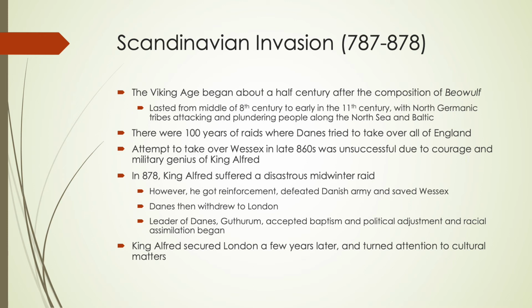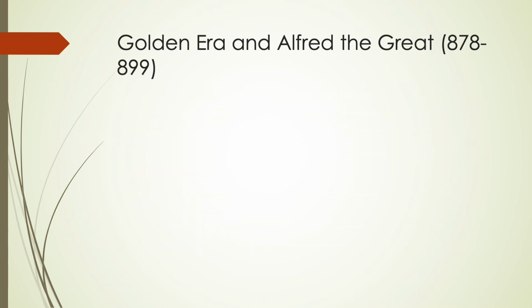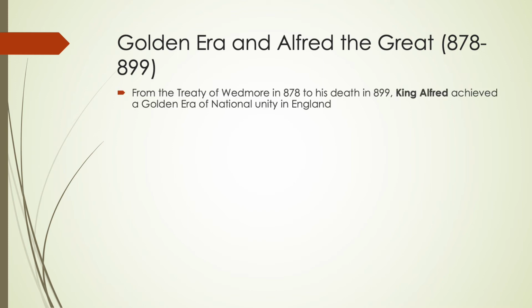So even with some of these losses as well as some of these wins, it eventually led to Alfred taking over and creating what we know as the Golden Era, and Alfred becoming known as Alfred the Great. So there was a treaty in 878 that led to his rising, and until his death in 899, he achieved what we consider a golden era of national unity in England.